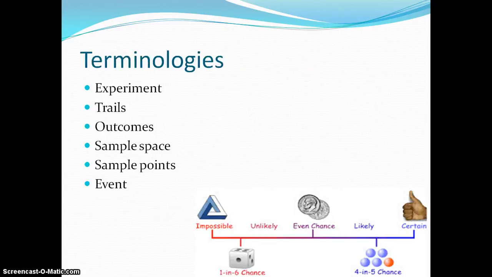And the terminology: experiment. Experiment is nothing but an activity with observable results. Next come the trials, that is, repetition of the experiment is called trials. Next, outcomes: results of each trial. Sample space: the set of all possible outcomes. The sample points: elements of the sample space. Event: a subset of the sample space is called an event.